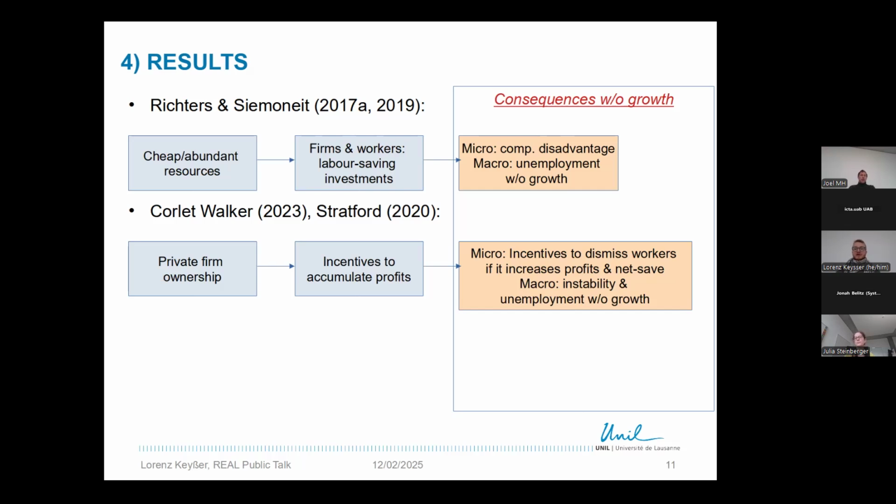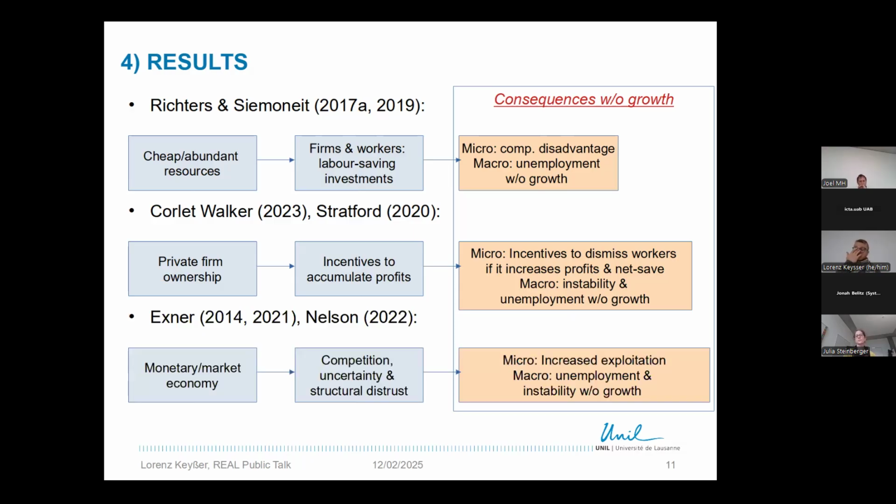Other authors, such as Colin Walker and Stratford, focus more on the prevalence of private firm ownership, where owners have an incentive to accumulate profits for their own benefit and for their own power, which leads on a micro level to incentives to dismiss workers whenever it increases profits, for instance, in situations of economic uncertainty, and to net save, to accumulate money for own benefit or to increase the competitiveness of the firm. And on a macroeconomic level, due to these net savings, so net removals of money towards owners and the rich, there's instability because money gets constantly removed out of circulation. There's also unemployment without growth because owners have an incentive to fire workers when it benefits them.